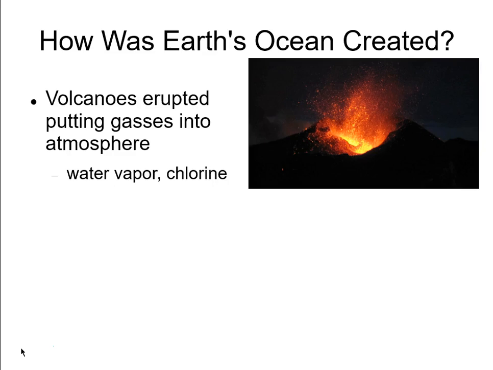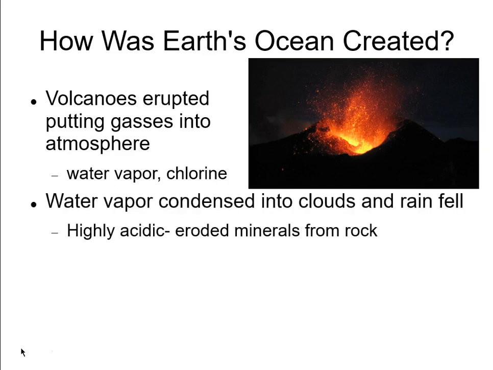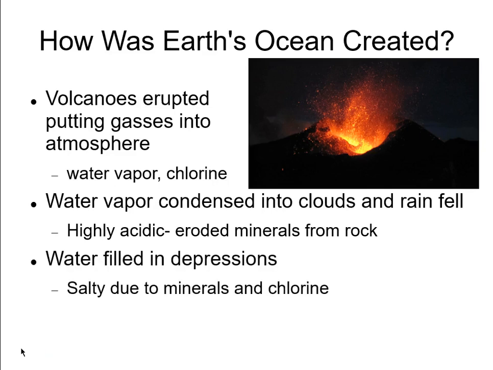Okay, so just to summarize, the volcanoes erupted, putting gases into the atmosphere. Those gases included water vapor and chlorine. The water vapor condensed into clouds and the rain fell, and it was highly acidic, so it caused the minerals in the rock to dissolve and go into the water, and that's why we end up with salty oceans, because the water that was full of minerals then ran into the oceans.